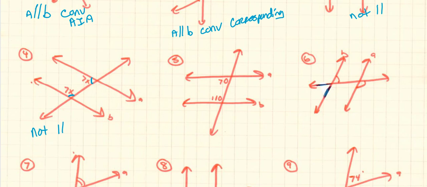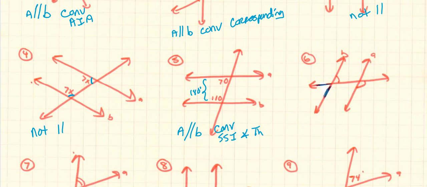For number 5, again, this is also just like 4, a pair of same side interiors. Now, same side interiors should be supplementary. So this time when we add that up, we do get 180. So that means they are parallel. We're going to say A is parallel to B, and the reason is converse, same side interior angle theorem.